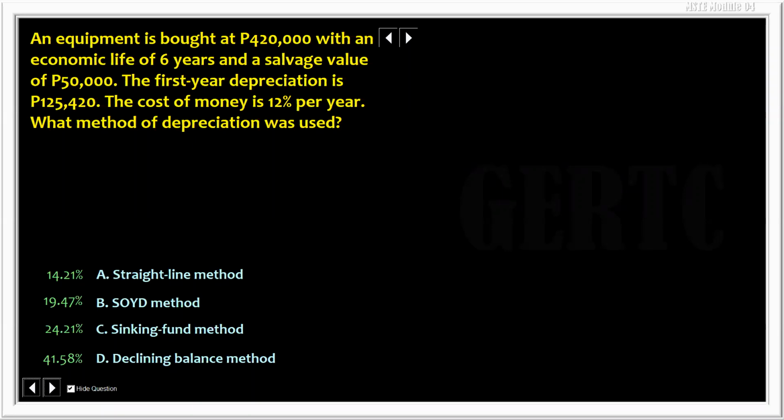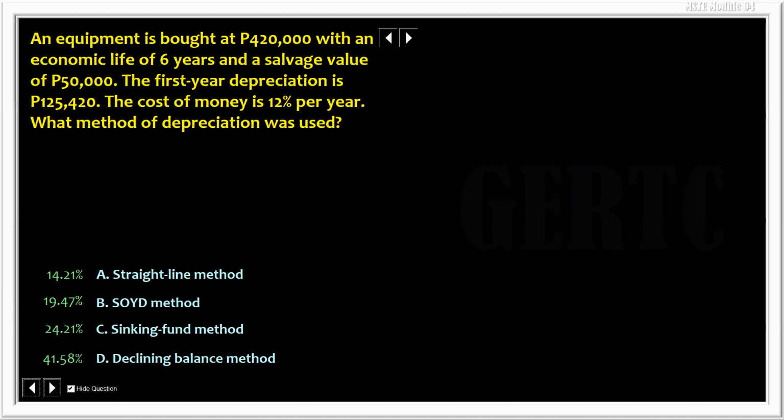An equipment is bought at 420,000 pesos with an economic life of 6 years and a salvage value of 50,000 pesos. The first year depreciation is 125,420. The cost of money is 12% per year. What method of depreciation was used?